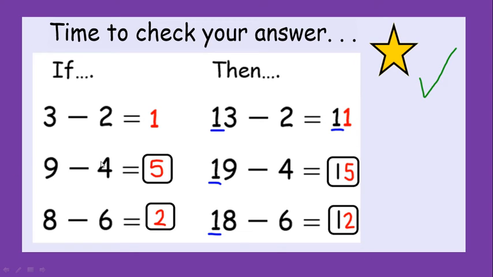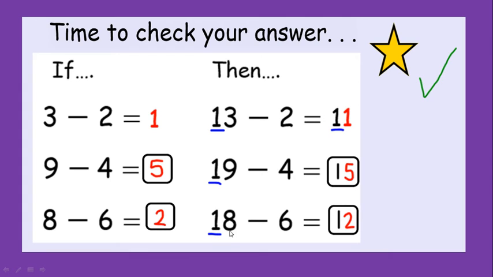Okay then, so 9 take away 4 equals 5. 19 take away 4 equals 15. And I know it's 15 because there's an extra 10 there, which means there needed to be an extra 10 in my answer. So it had to be that. Now you can check it on a number line or on a tens frame if you want to, but it is correct. And then here, 8 take away 6 equals 2.